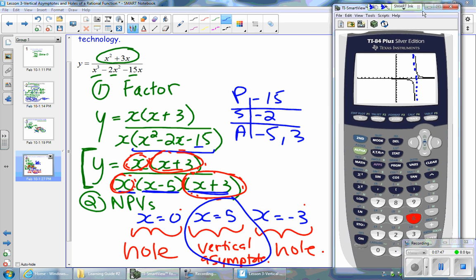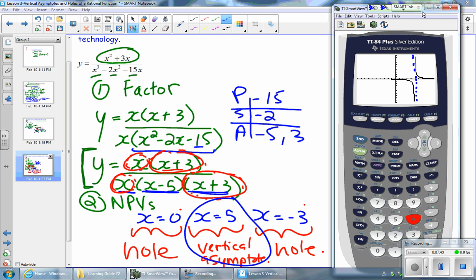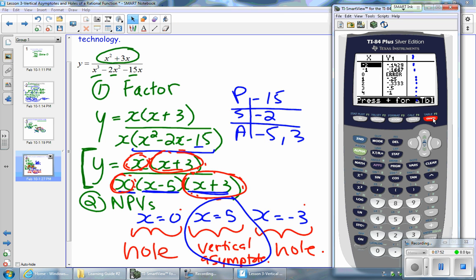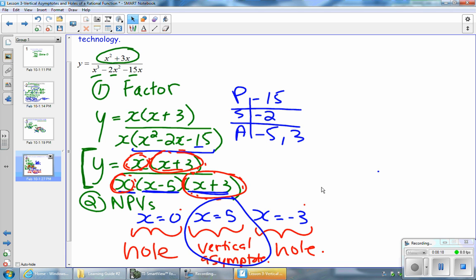Now to confirm the holes, you go into your table of values. So go into your table, second graph, take a look at the table when x is equal to 0. Notice there is a big error there because it's not defined at that point, hence we have a hole. Same thing at -3. So go up to -3. We also have an error at that point, so therefore it's not defined, hence it confirms our prediction that x is equal to -3 is a hole. So that is how you identify the vertical asymptotes and holes of a rational function.